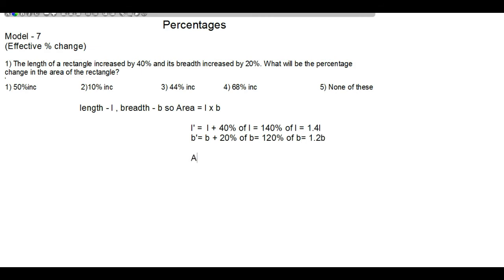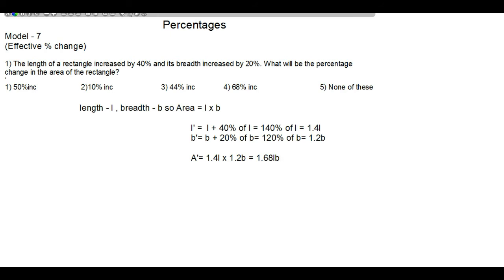So the new area A dash is equal to 1.4 L, the new length in terms of original length, into 1.2 B, the new breadth in terms of original breadth. By simplifying this, we get 1.68 LB. So the original area is L into B and the new area is 1.68 LB. Now we need to find out the percentage change in the area of the rectangle.